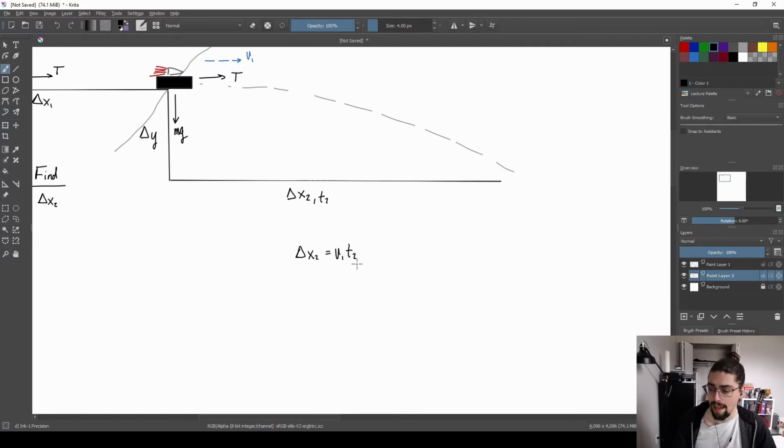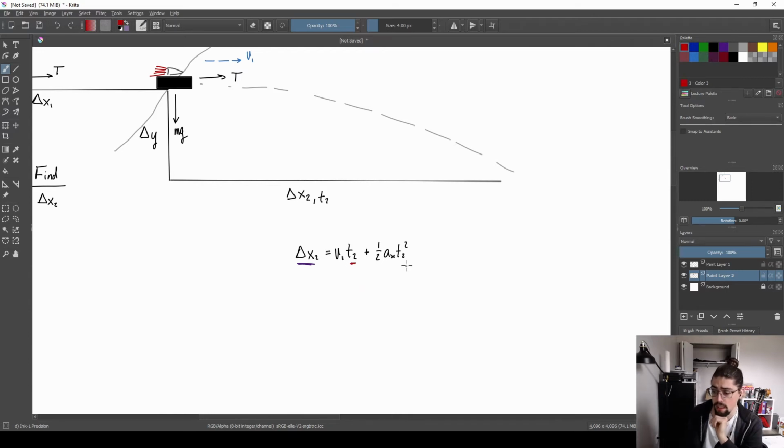I'll label it like that. And then whatever x acceleration that we have, so I'm going to say 1/2 a of x t2 squared. Okay, well, piece by piece here. Delta x2, that is exactly what I'm after. I'm going to highlight that in orange because it's very important.